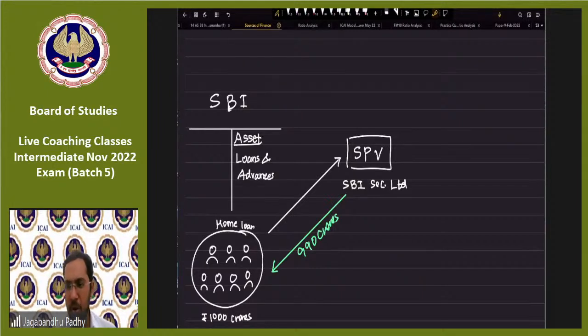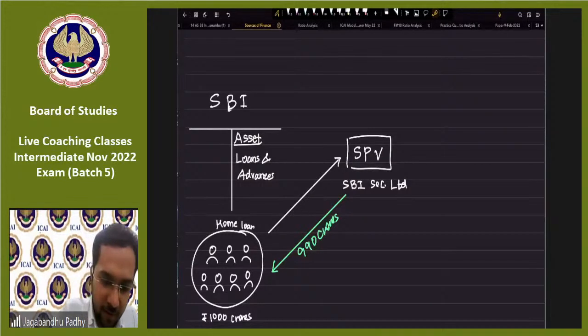By recovering from borrowers? No, Karthik. Payment of 990 crores is upfront. Recovery by SPV will be in future. But today, when SBI is asking for this 990 crores, how will SBI get this money from SPV? How will this entity get this 990 crores? Yeah, by issuing bonds. Perfect.